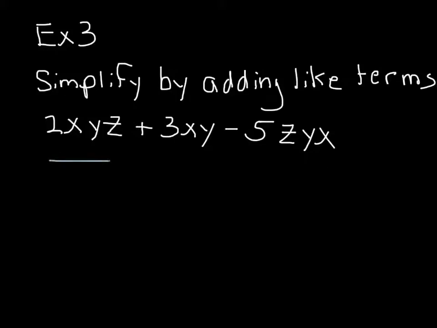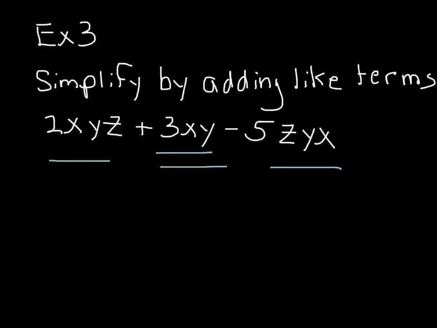Well, here I have an XYZ. Here I have an XYZ, right? And again, it doesn't matter that one of them has 2 in front of it and the other has a -5 in front of it. What matters is the combination of letters. Then I have this one off by itself, which is different from the other 2 because it doesn't have the same combination of letters.